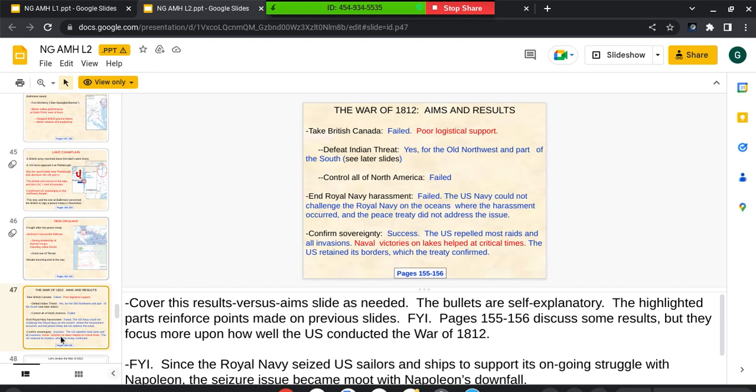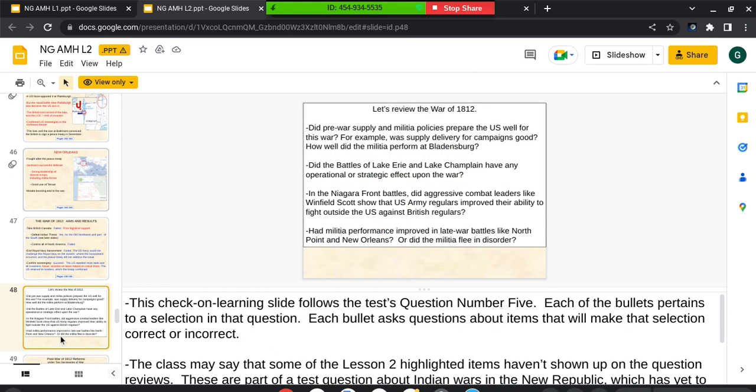They wanted to end Royal Navy harassment. They wanted to confirm their sovereignty. This was successful because naval victories on the lakes helped at critical times. At Lake Erie and Lake Champlain, they were able to take those lakes away from the British Navy and disrupt lines of communication, which led to the British retreating to Canada, and the Americans were able to hold their border on the north because of the victories at these lakes.